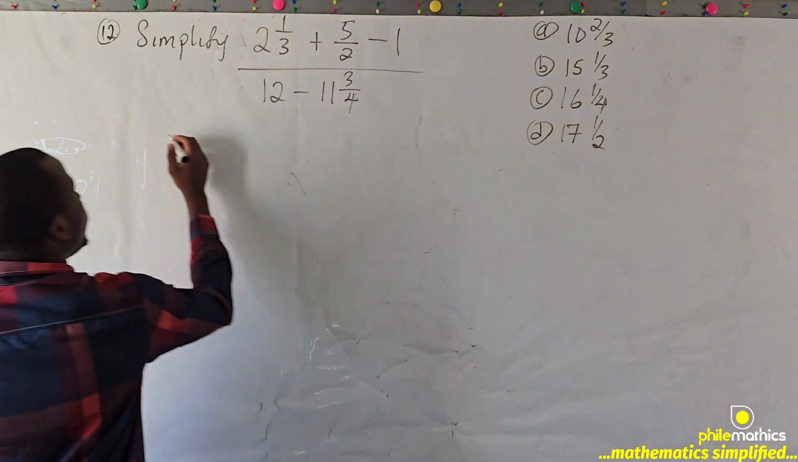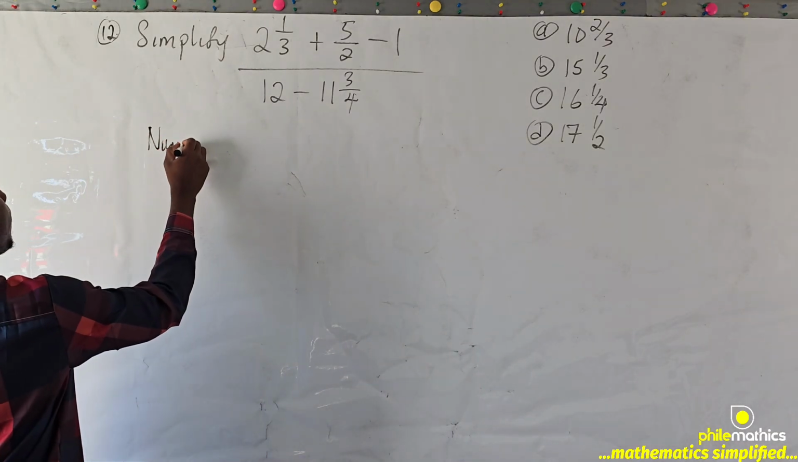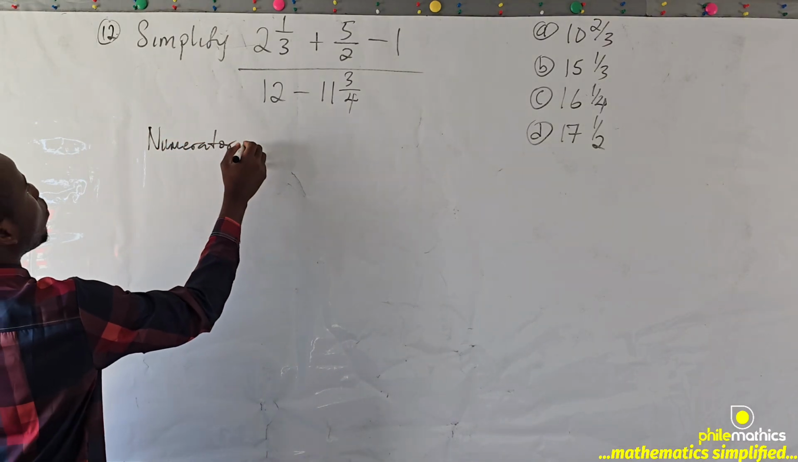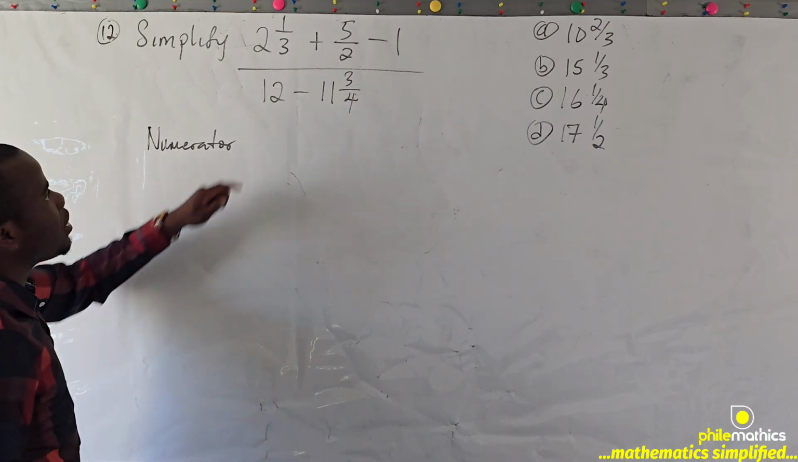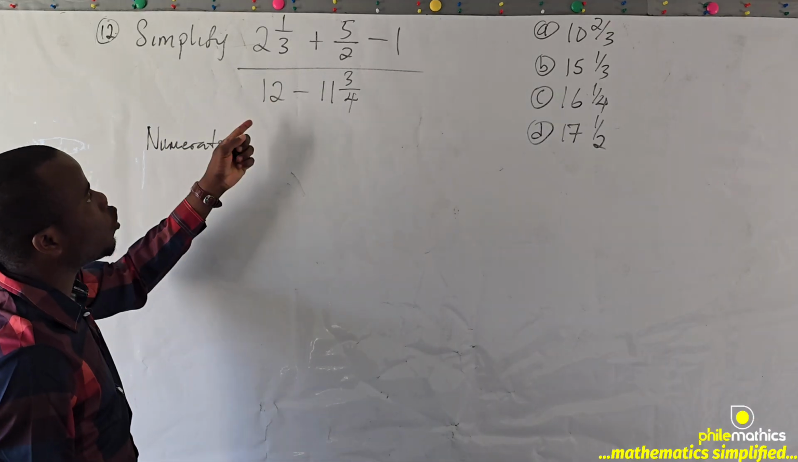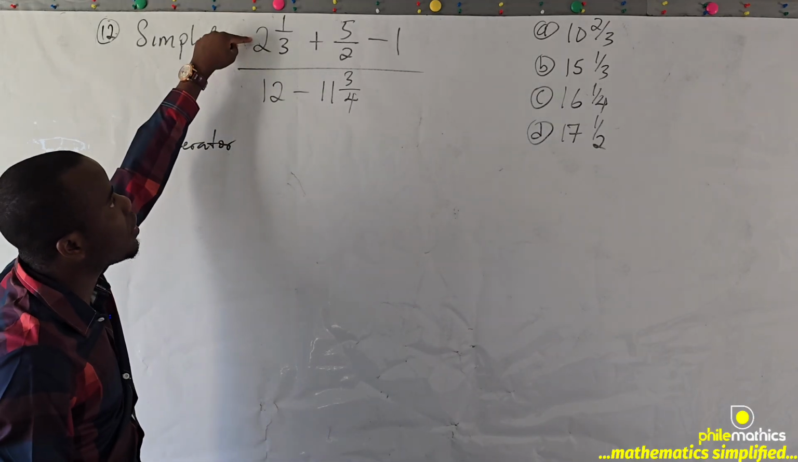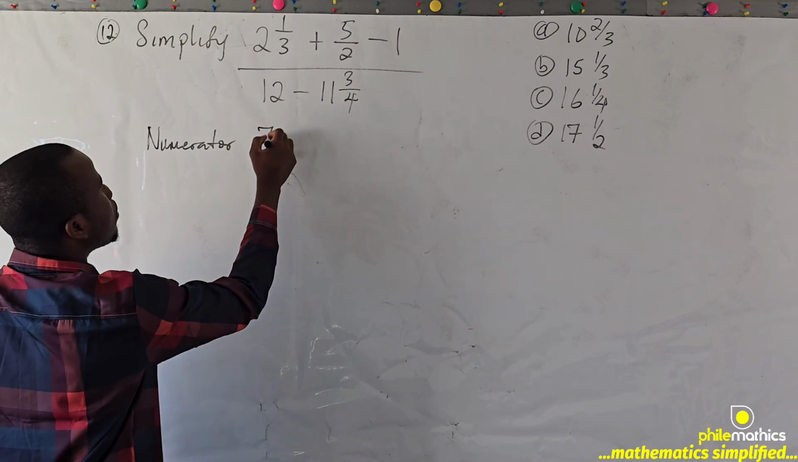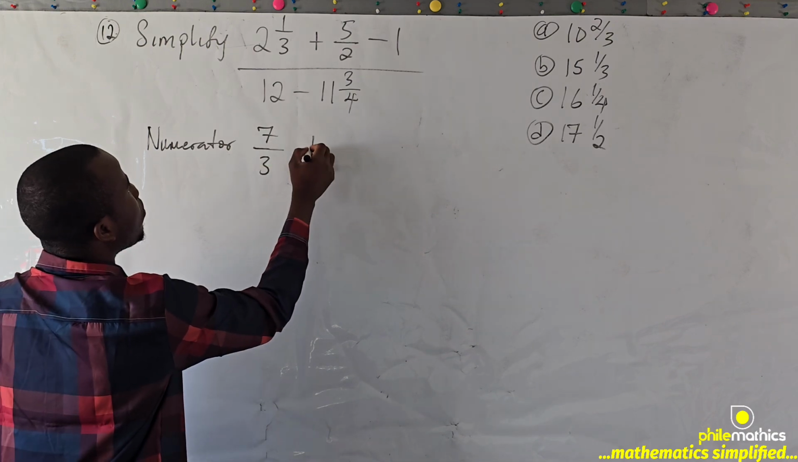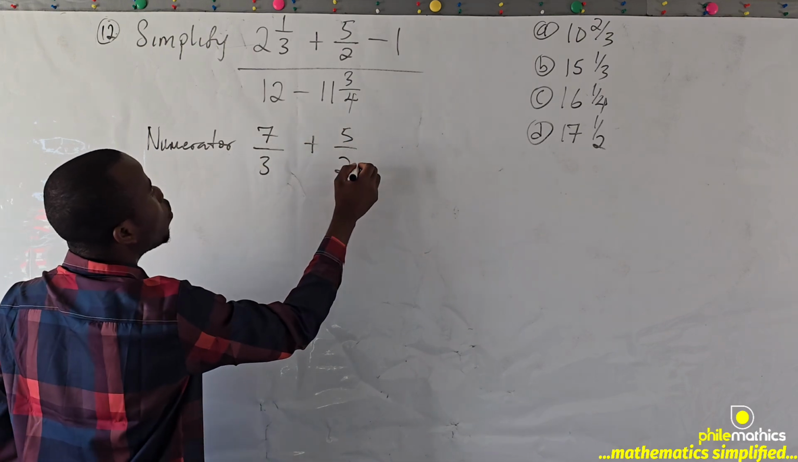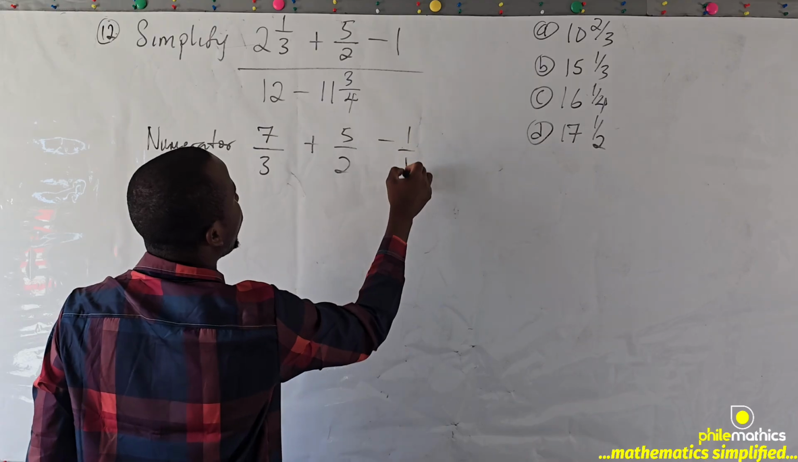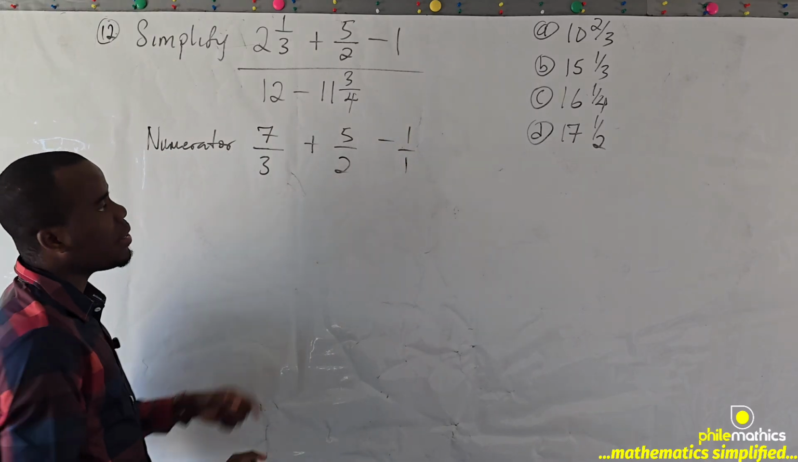So for the numerator, we convert this mixed fraction to an improper fraction. It will be 3 times 2, 6, plus 1, 7 over 3, plus 5 over 2, minus 1 over 12. The LCM here is 6.